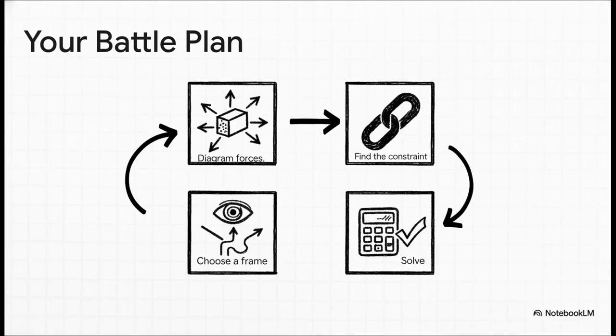So let's just recap that battle plan, because this is your new superpower for these kinds of problems. Number 1, diagram all the forces, don't miss any. 2, find that hidden kinematic constraint. 3, make a strategic choice about your reference frame, and don't be afraid to use an accelerating one. And finally 4, write down Newton's laws and solve the system.